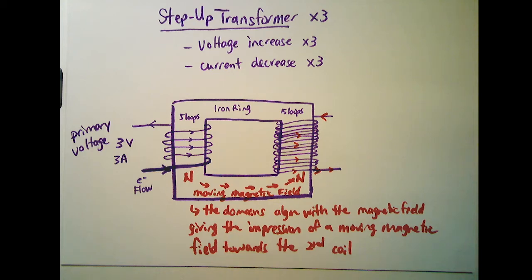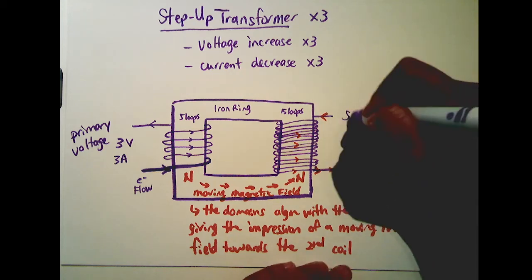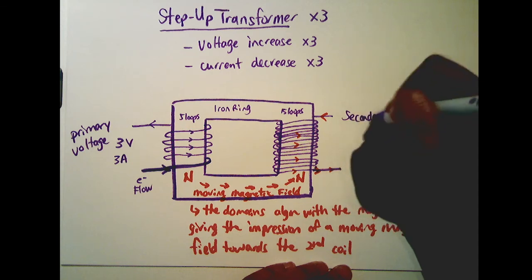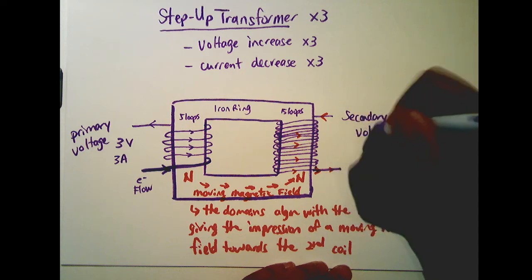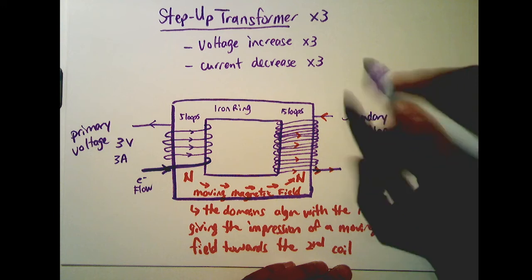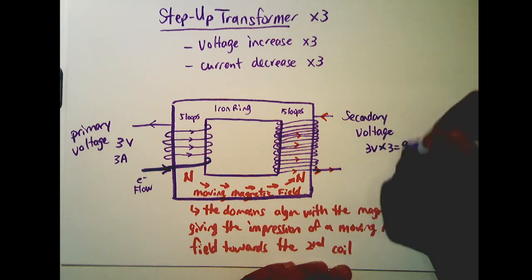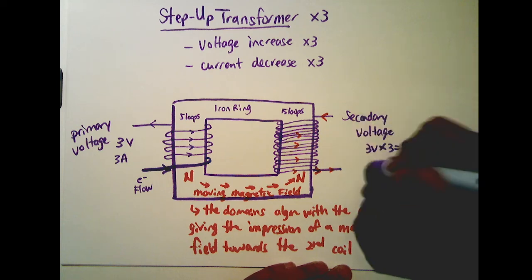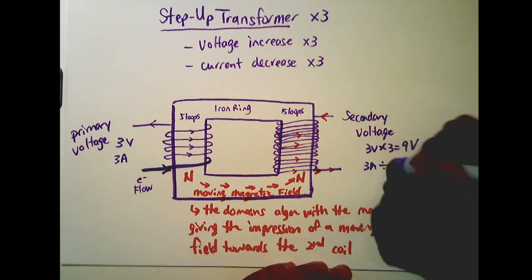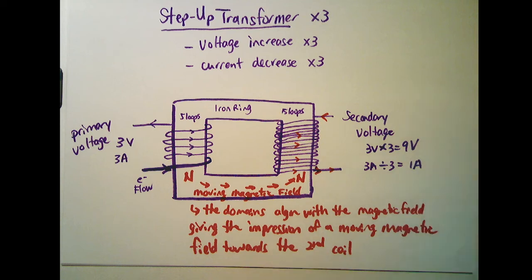Okay, and so this here is going to be your secondary voltage, and that's going to be 3 volts times 3, which is going to be 9 volts, and the current is going to be 3 amps divided by 3, which is 1 amp, essentially.